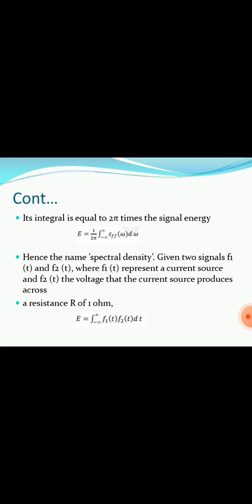This is the continuation of the previous derivation. Its integral is equal to 2 pi times the spectral density. So E equal to 1 by 2 pi integral from minus infinity to infinity of epsilon ff of omega d omega. Now for the spectral density of two signals f1(t) and f2(t), the energy will be integral from minus infinity to infinity of f1(t) f2(t) dt. Here also we are considering the resistance value to be 1 ohm.